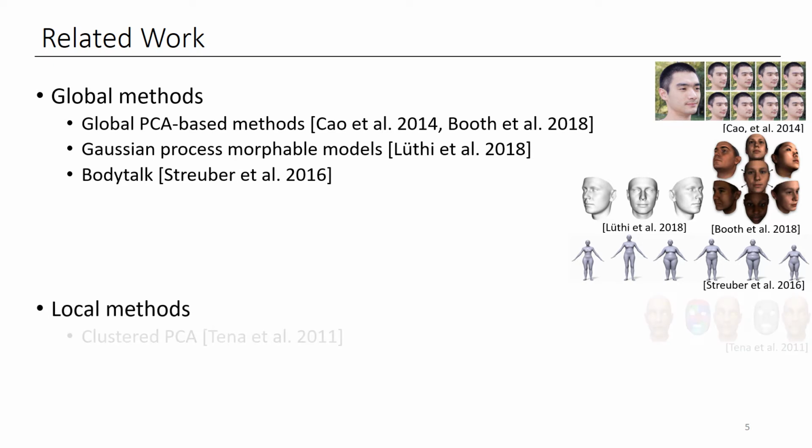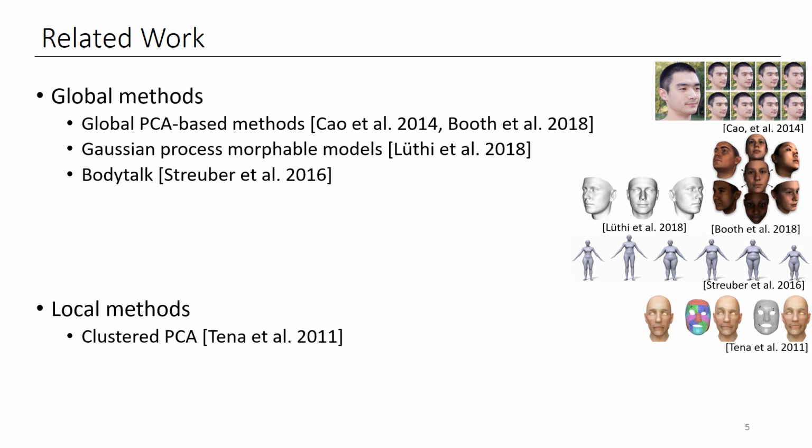Tena and his colleagues proposed a method to create localized cluster PCA models for animation. They select the location of the bases using spectral clustering, the geodesic distance, and a correlation of vertex displacement considering variations in the expressions. Their method requires a manual step to adjust the boundaries of the segments, making it somewhat similar to ours, where the parts are user-specified.